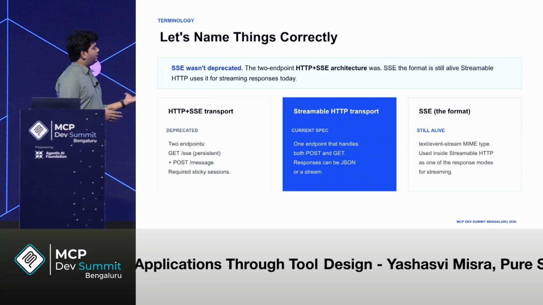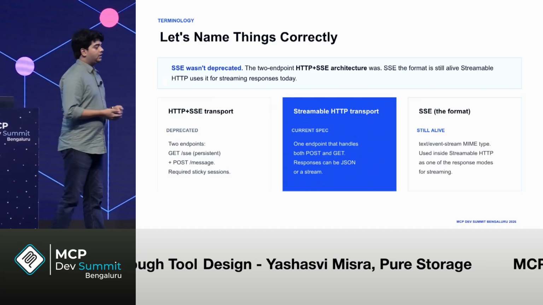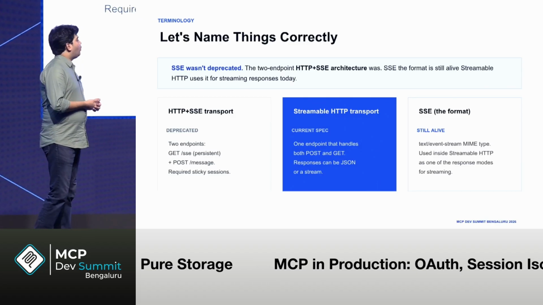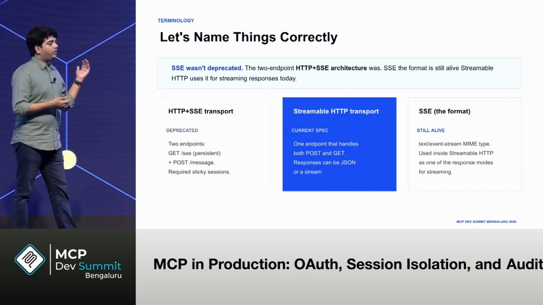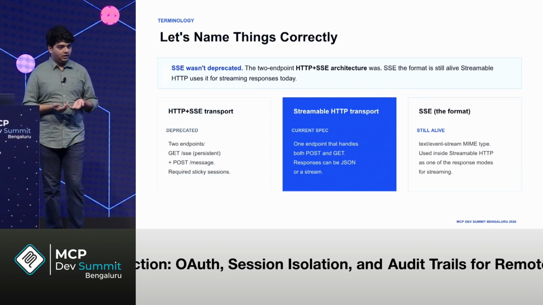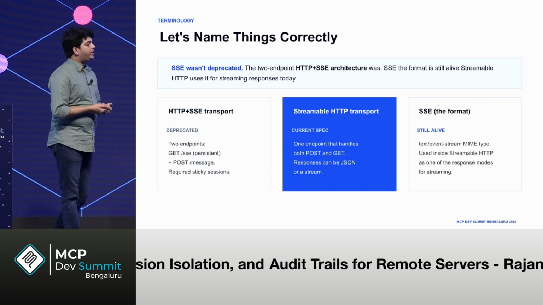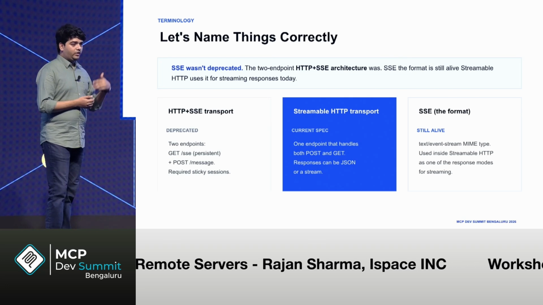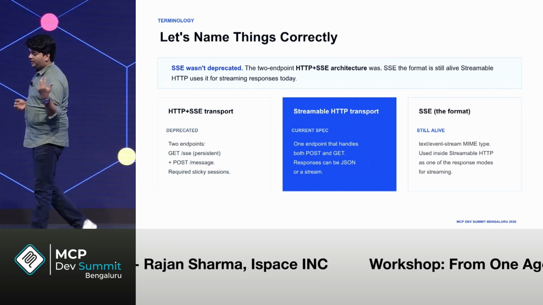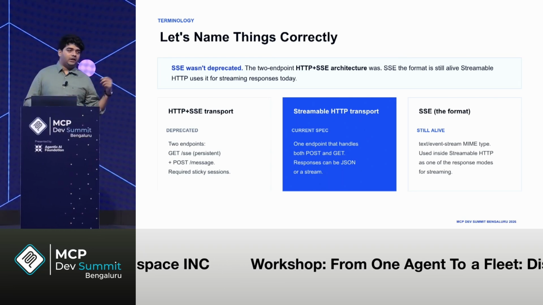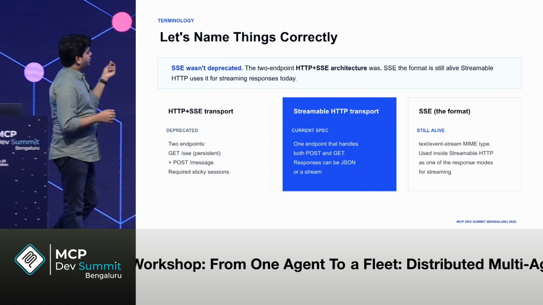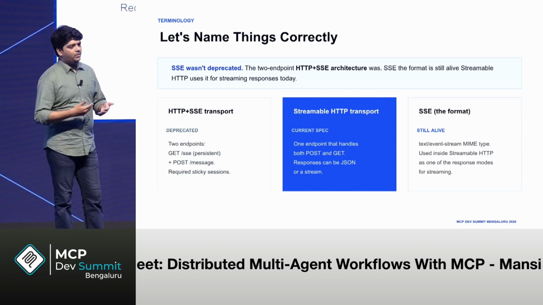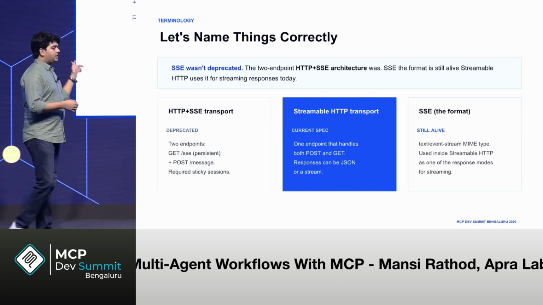So as I mentioned at the start, SSE wasn't deprecated. In Streamable HTTP, we still use SSE events. What was deprecated was the format of using HTTP and SSE together. Till now, we were using two different endpoints: one for persistent connections via TCP between the client and the server, and the second was HTTP, which we used for committing the JSON stream, like JSON schemas and conversation, and it required sticky sessions.